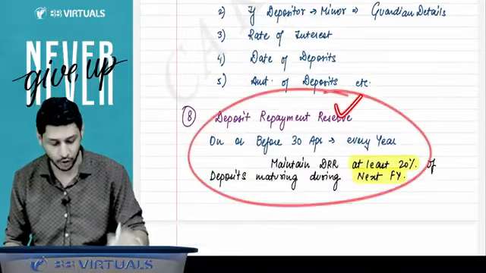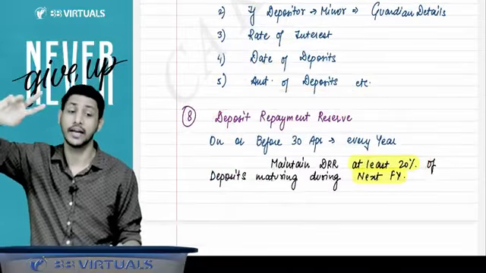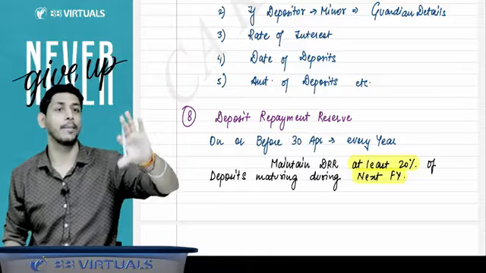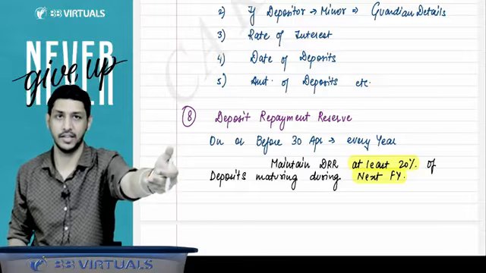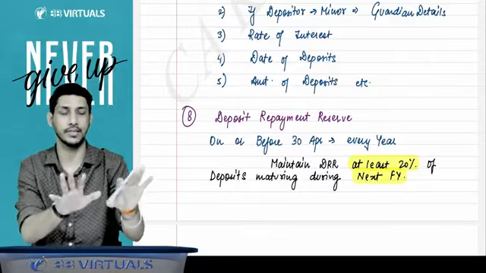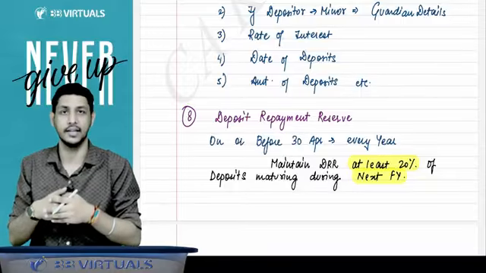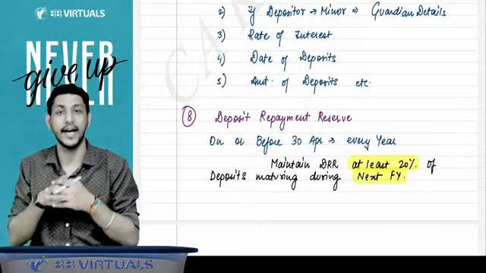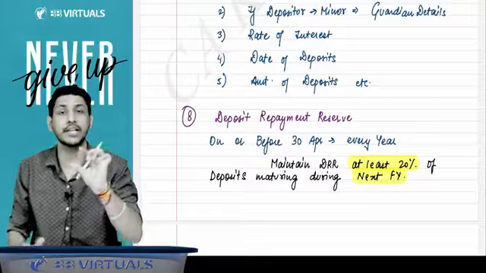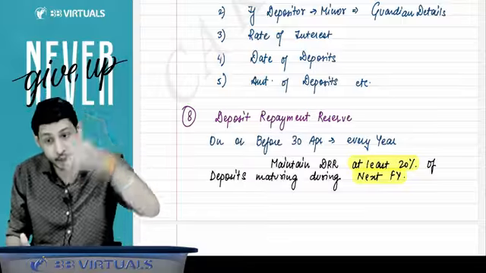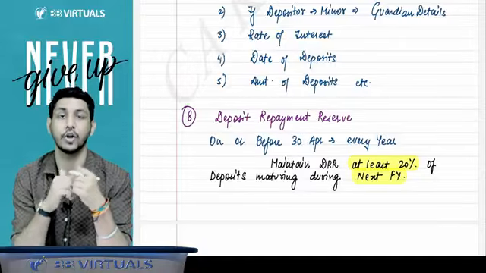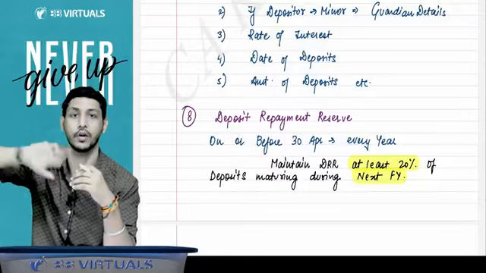Deposit repayment reserve, I have already told you that point, 20%. Now one more point you have to add: whatever the amount of deposits maturing in the next financial year, of that amount you have to calculate 20%, and at least that 20% you have to create as a reserve in this year. But you should understand that your DRR should not be less than 20% of the amount of deposits maturing during the financial year. It means if in this financial year your deposits are maturing for a larger, higher amount.